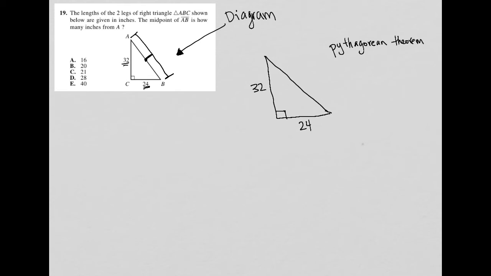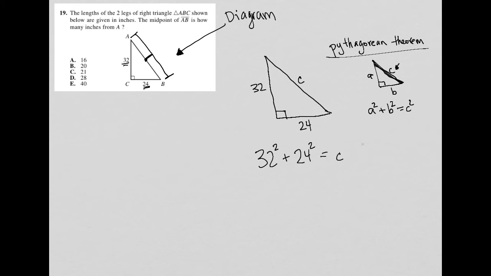So hopefully you recall that the Pythagorean theorem just says if you have a right triangle with sides A, B, and C, right? It's important that C is always the hypotenuse, the longer side. Then the statement A squared plus B squared equals C squared is a true statement. So I'm going to just use that. I'm going to call this C, right? And I'm going to say, well, that means that 32 squared plus 24 squared is equal to C squared.